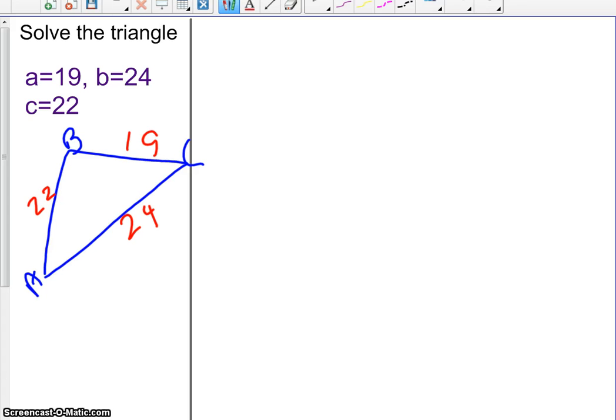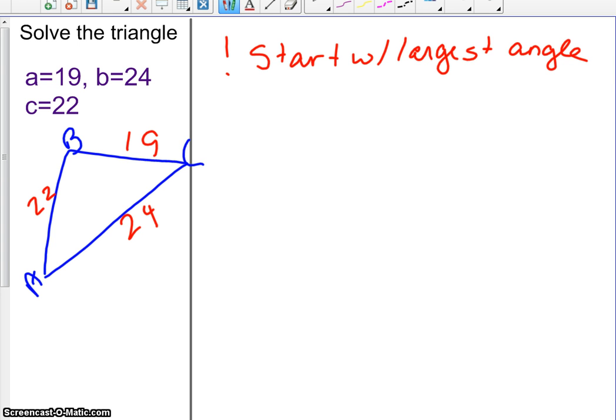What you always want to do, and this is an important idea, is start with the largest angle. Because if it is an obtuse angle, you have to solve for it first. It's not always going to be an obtuse triangle, but if it is, that's the one you have to start with. The largest angle is always across from the largest side. So in this case, we're going to start with angle B. We want to find the measure of angle B first.